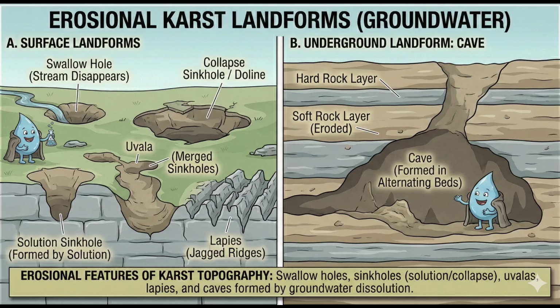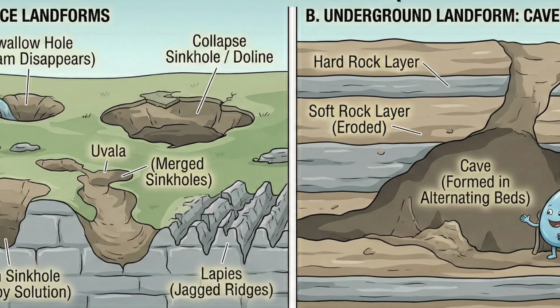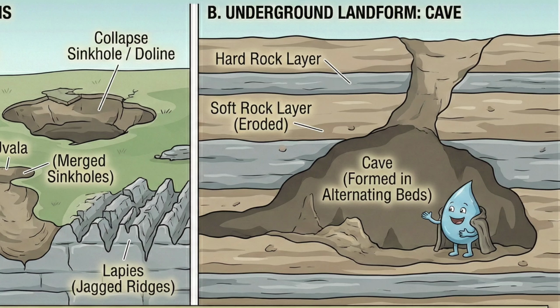Erosional landforms. 1. Swallow holes. Small openings on the surface where streams disappear underground. 2. Sinkholes. Funnel-shaped depressions. If the bottom is formed by solution, it is a solution sink. If the roof of a void collapses, it is a collapse sink or doline. 3. Uvala. When sinkholes merge together to form a large, long depression. 4. Lapis. In areas where limestone ridges are eaten away by water, leaving behind jagged, sharp, trench-like ridges. 5. Caves. Voids created underground where alternating beds of hard and soft rocks exist.